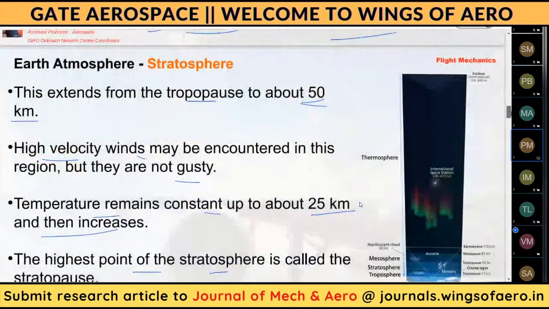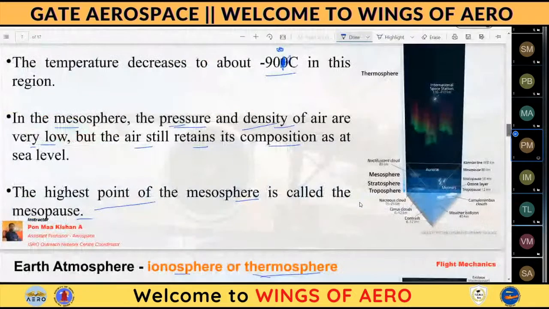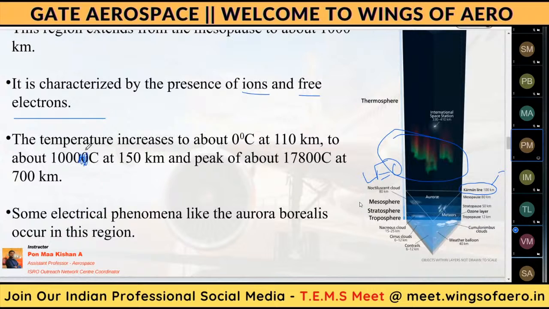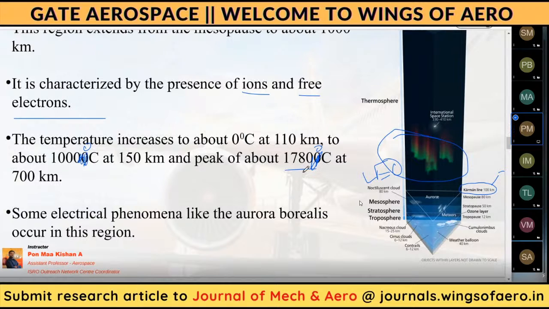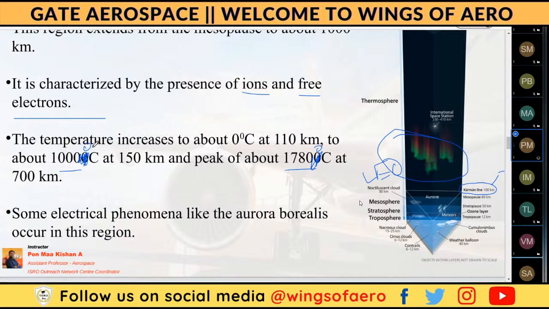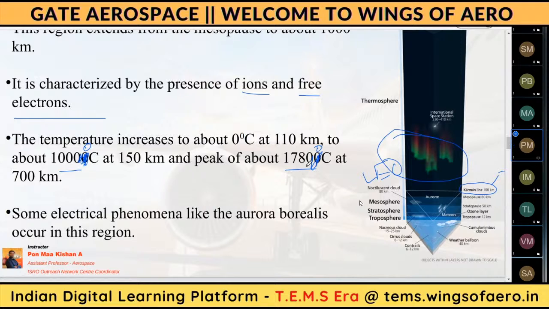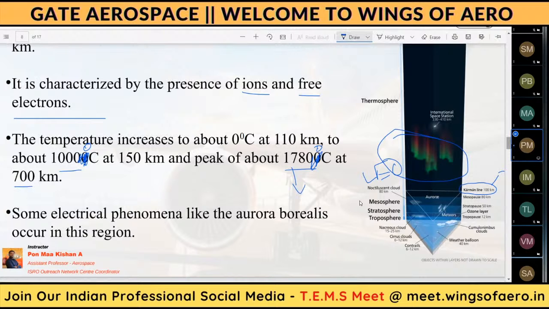Okay, sir. But this one, overall it follows the international standard. But what is the actual temperature, sir? Can you tell it once again? Actual temperature in the thermosphere? The maximum temperature in the thermosphere will be 1780 degrees Celsius. Here also I have made a mistake. I forgot to mark it as degrees, so it was showing 17,800. That is 1780 degrees Celsius at an altitude of 700 kilometers.